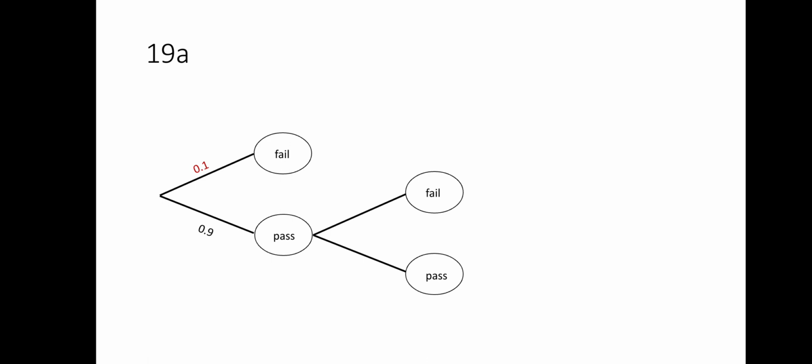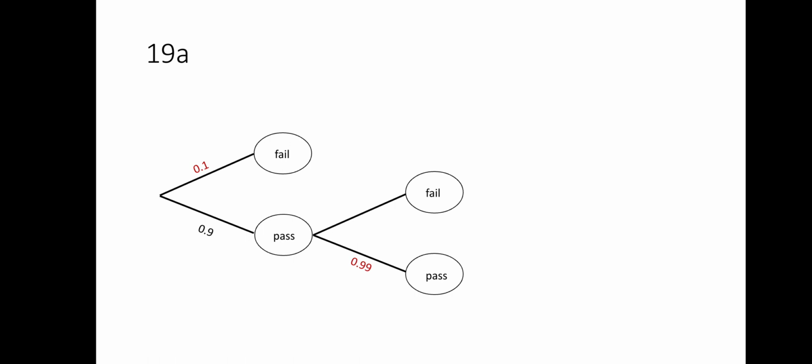So obviously probabilities of outcomes add up to 1, which is 100%. So we're given the information that 90% pass the first check. That must mean that 10% fail the first check. So we can write that down as 0.1 for the first part.